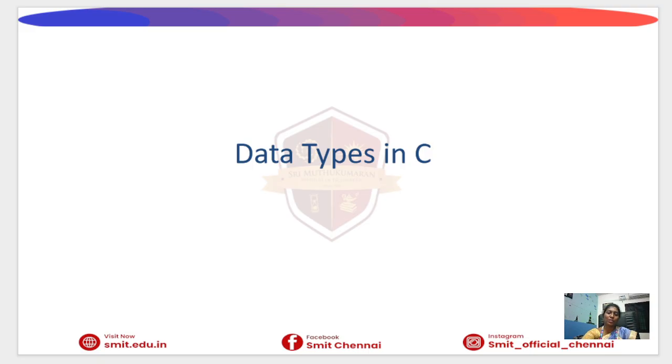Today, we are going to discuss data types in C programming, which is one of the most important topics in embedded C. Before writing any C program, we must understand what type of data we are storing in memory, and data types are the foundation of programming. Without data types, we cannot write even a simple program.